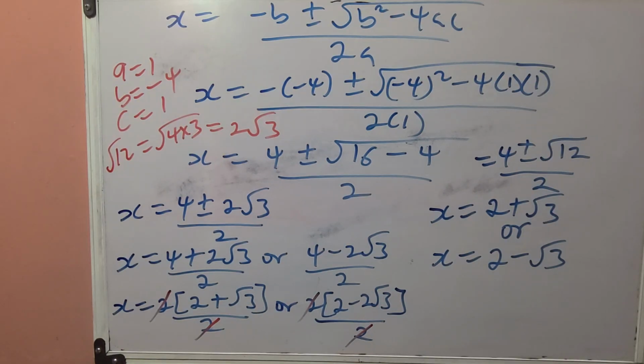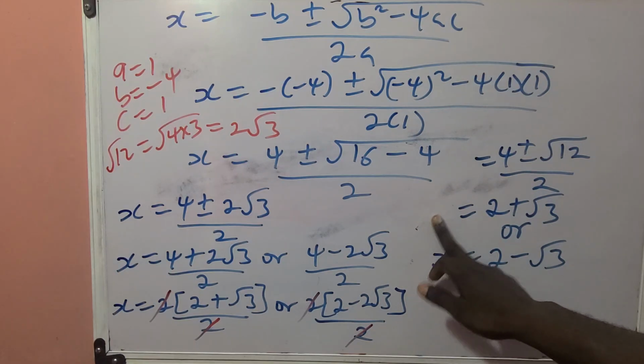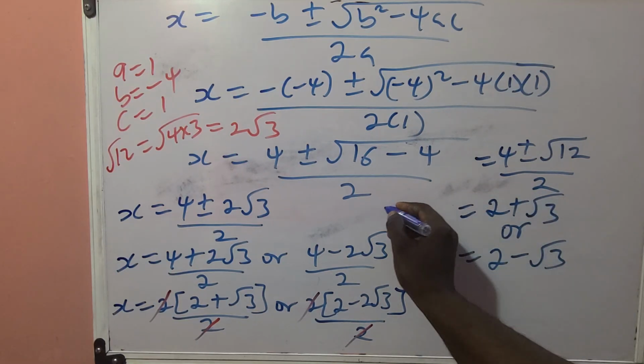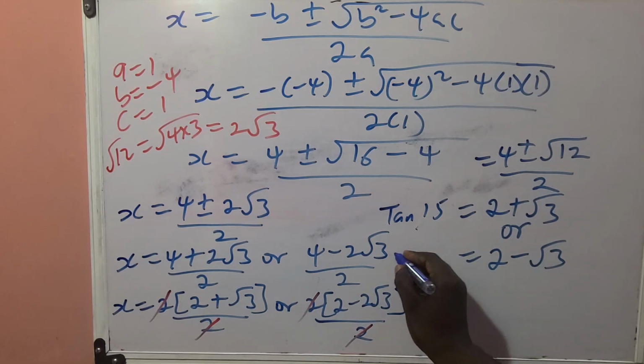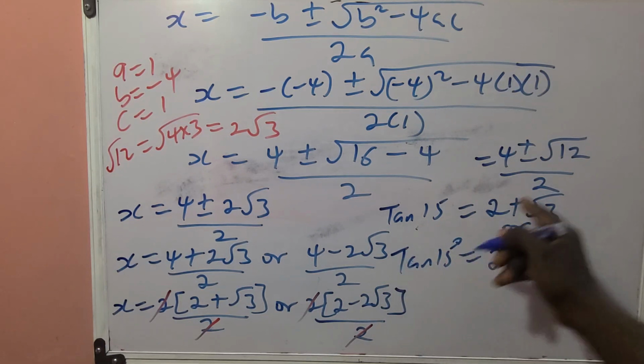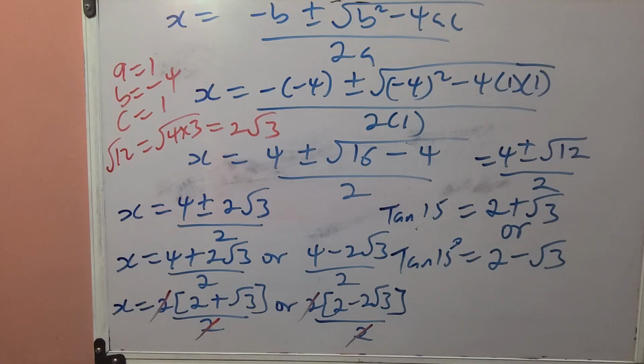Now, don't forget, my x is indicative of tan 15. So instead of writing x, I can write this as tan 15. That means my tan 15 degrees is giving me 2 plus root 3 or 2 minus root 3. Now, this will be the only answer we'll be acknowledging, and I will tell you the reason right now. If you press tan 15 degrees on your calculator, automatically it gives you this answer. You will not see this answer there at all.